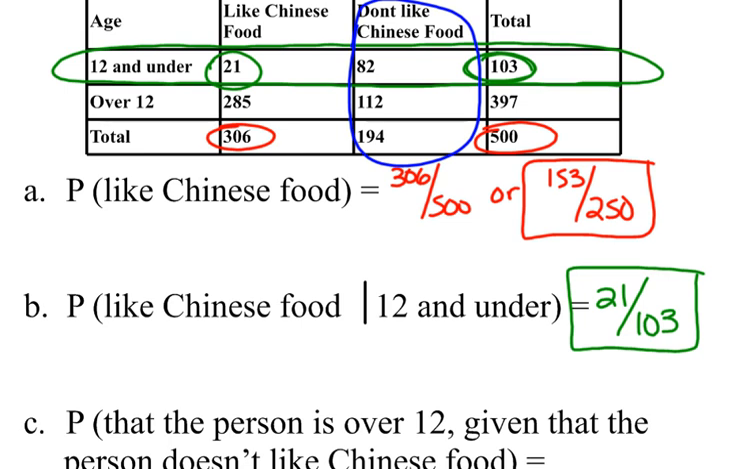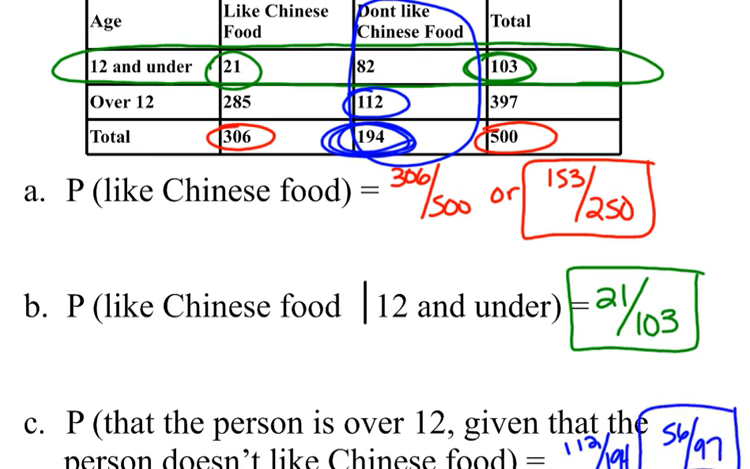So this is how many people are over 12. It'd be 112 over the total number of people that don't like Chinese food, which is 194. When I reduce that probability, I get 56/97. So make sure that when you're looking at these, the part that's given, that's the column or row you're looking at. You don't look at the whole table when they give you a conditional probability here. You look at just what you're given.